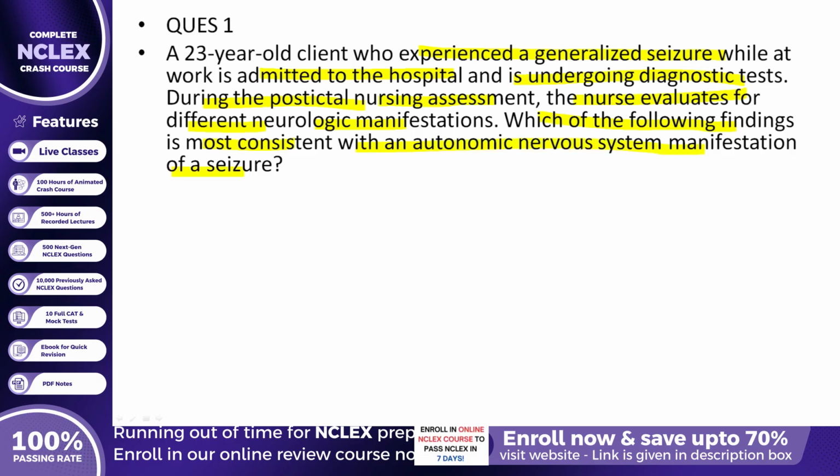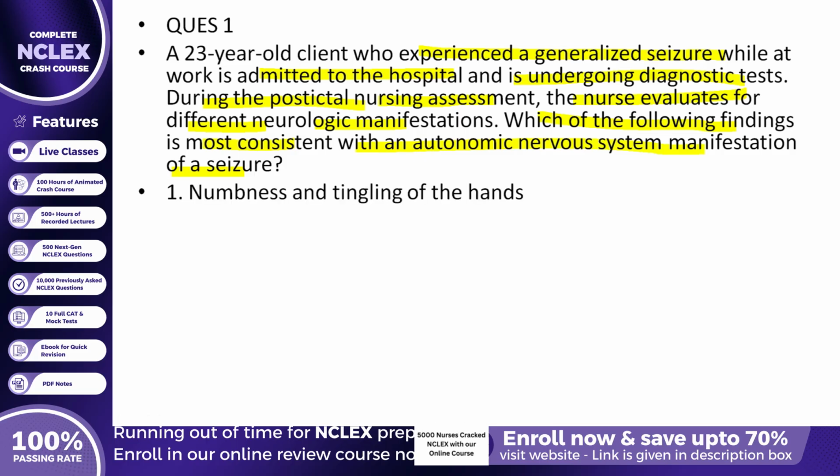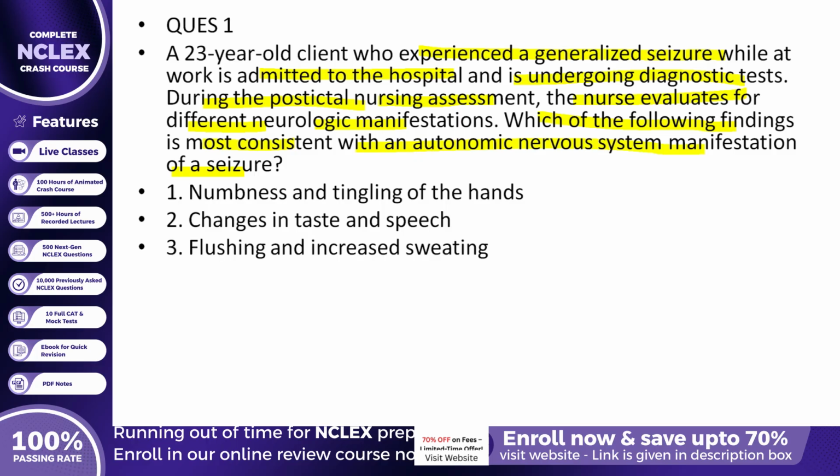Here are the options to consider. Option 1 suggests numbness and tingling of the hands. Option 2 highlights changes in taste and speech. Option 3 identifies flushing and increased sweating. Option 4 mentions a subjective aura or sensation. The correct answer is option 3, flushing and increased sweating.